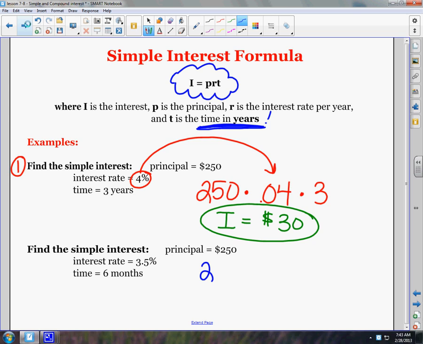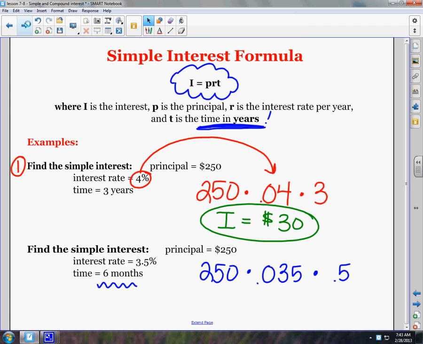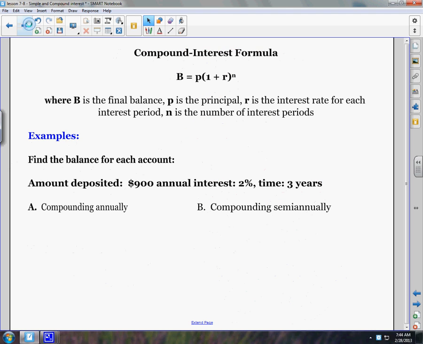All right, so you're going to start with 250, and you're going to times it by 3.5%, and then 6 months. Notice that that's 6 months, so that is half a year, so it's 0.5 of a year. So you do 250 times 0.035 times 0.5, and the interest you earned on this, which is not very much, is $4.38. It's only for 6 months. They're not going to give you a lot of money if you leave it in there for 6 months. So, all right, so that's simple interest.